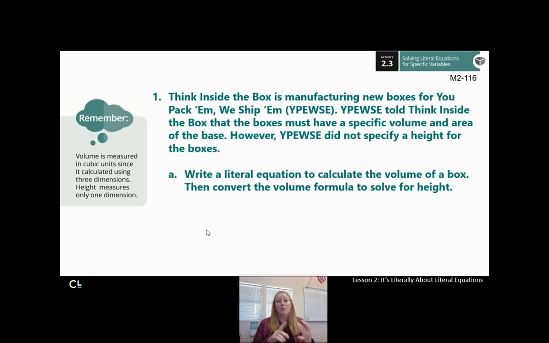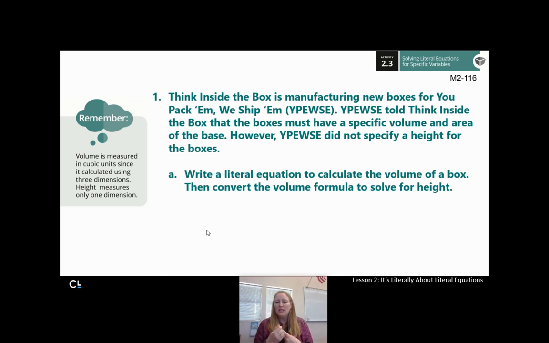So here's what we're going to do. We're going to start by writing the literal equation to calculate the volume of a box. Do you remember how to calculate the volume of a box? Once you've written that down, what I would then like you to do is to convert this formula to solve for the height of the box. So first things first, you may need to look it up. That's okay. What is the formula for the volume of a box? What's that literal equation? Write that down first.